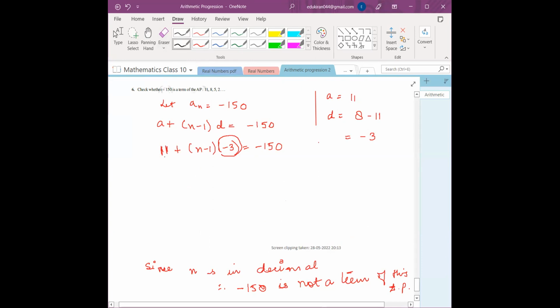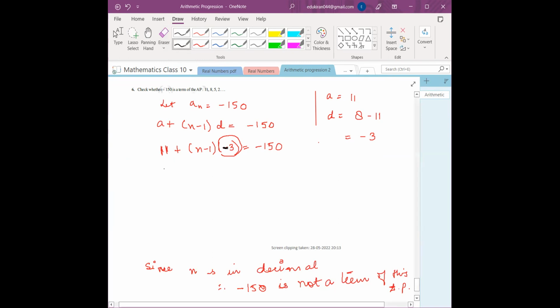Okay, I'm bringing this 150 here just to avoid the minus sign. And I'm taking this n minus 1 into, now this will be positive 3, correct? Because it was a minus sign which was multiplied by the whole bracket, right? So there it will become plus. Okay. Ma'am, then the symbol of n-1 should also change, right? No. Okay, let me just open the bracket. It will not change, Harsha.